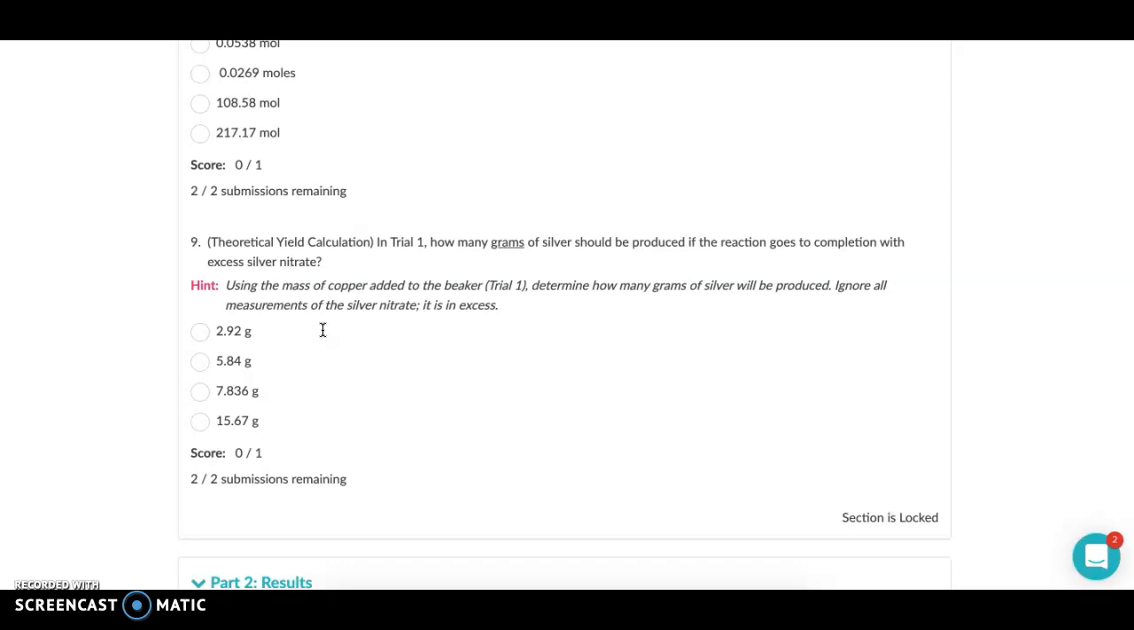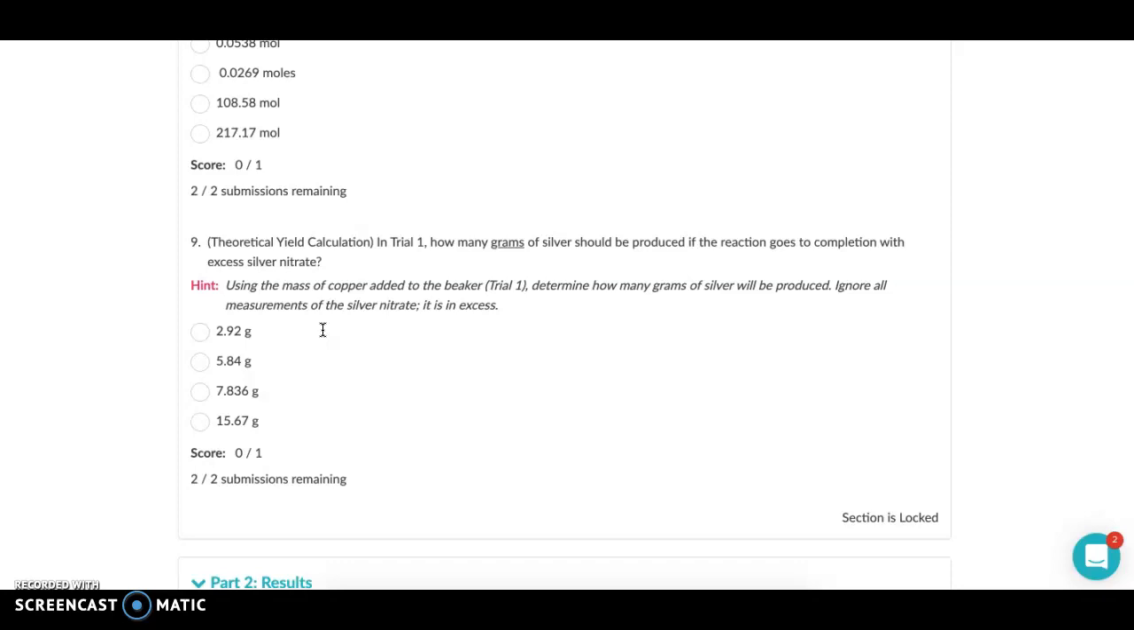In this reaction, there is silver nitrate present. There's excess, which is more than you need. So we really don't care how much silver nitrate there is. I know the video goes through and shows you those masses. Those masses do not matter. It's just the copper that matters in this lab.